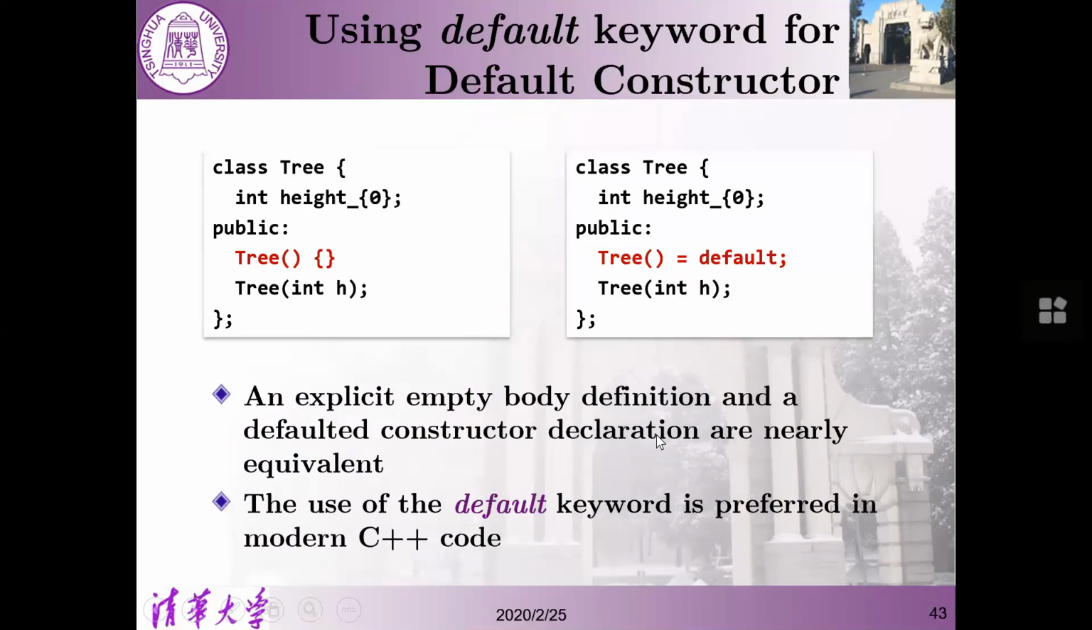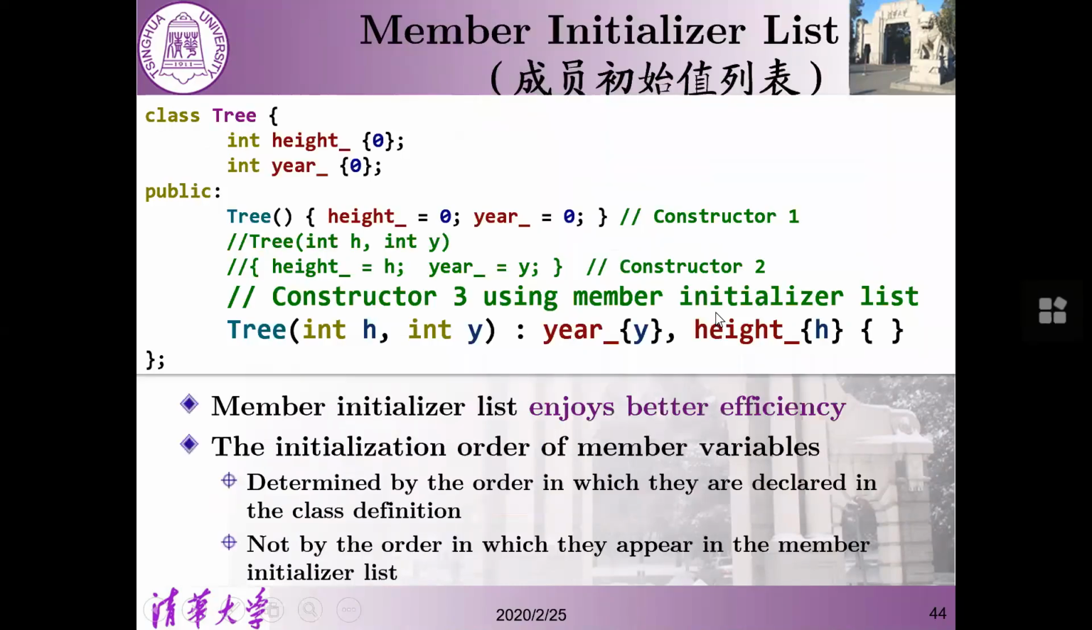And this is grammar. Another one is using the default keyword for the default constructor. This is very simple, very easy to understand. Typically, if you want to define a default constructor but actually want to do nothing, then you just use the default keyword, and there is no need to type the function body. And now here is the member initializer list.